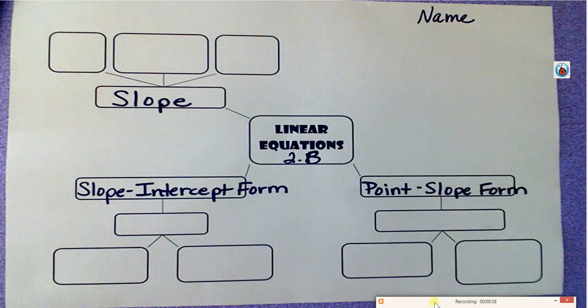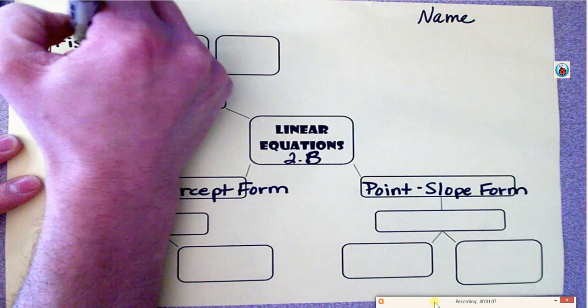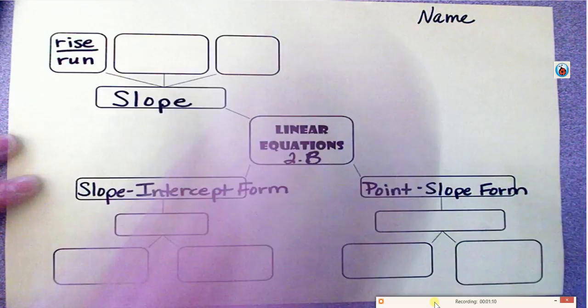And when we're trying to find slope, sometimes you have a graph, and you can see your line, you can see 2 points anywhere on that line, and you can just count rise over run to know what your slope is.